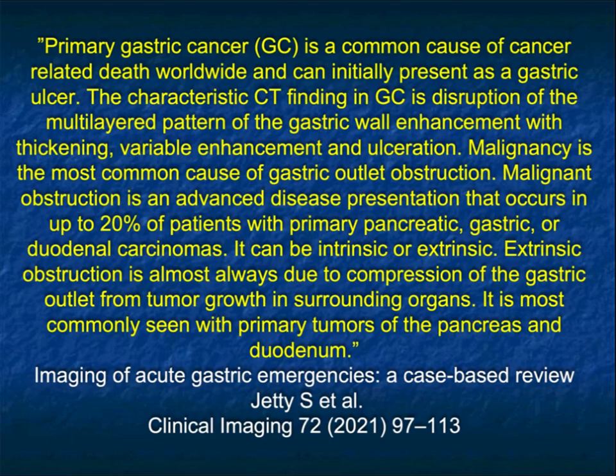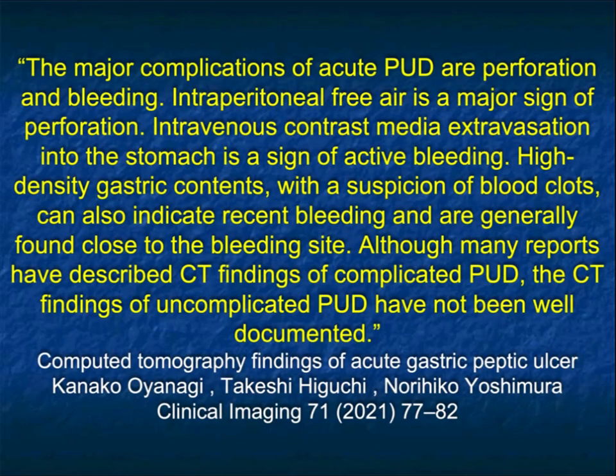Now, if tumors are bulky, you can see obstruction, but again, we spoke about obstruction can be due to ulcers from any possible cause. Extrinsic obstruction is almost always due to compression of the gastric outlet from adjacent organs, very commonly things that are in the pancreas or peripancreatic region or growing upward from the duodenum.